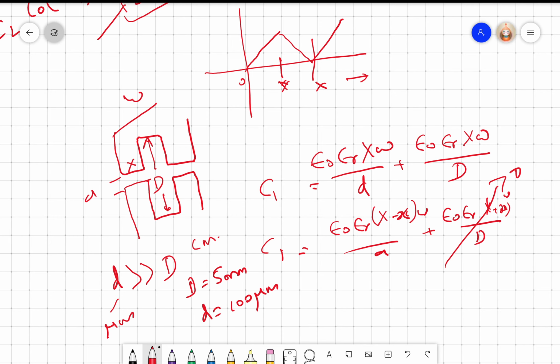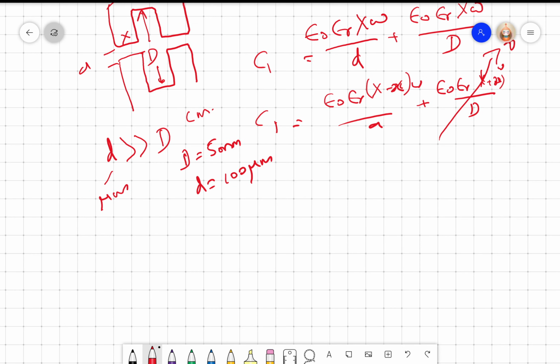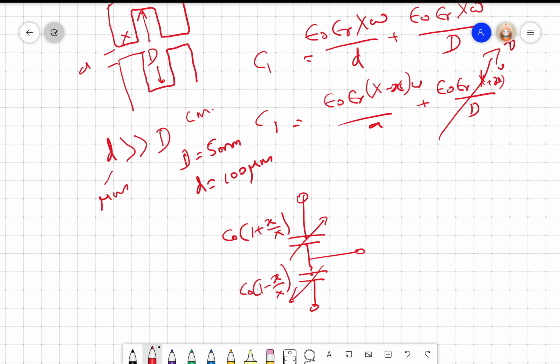And if I get a push-pull type of transducer, so if I look at the symbol, I have two capacitors, right? So one capacitor is increasing, so this is C naught into 1 plus X by X. This would be C naught into 1 minus X by X, right?